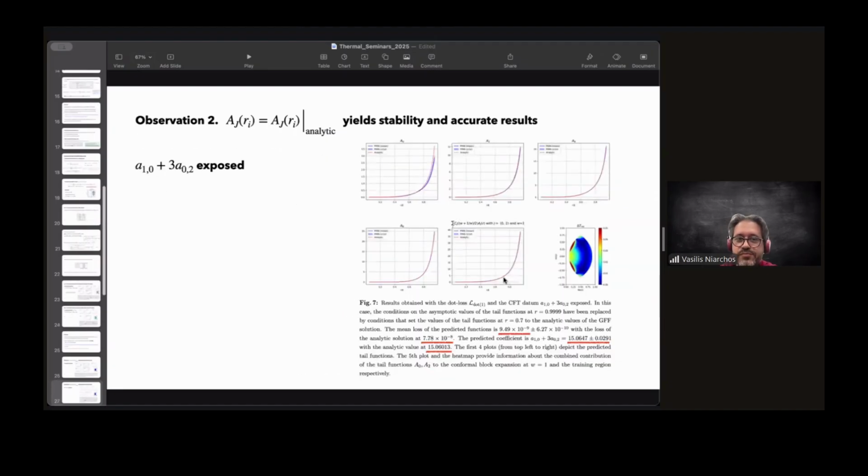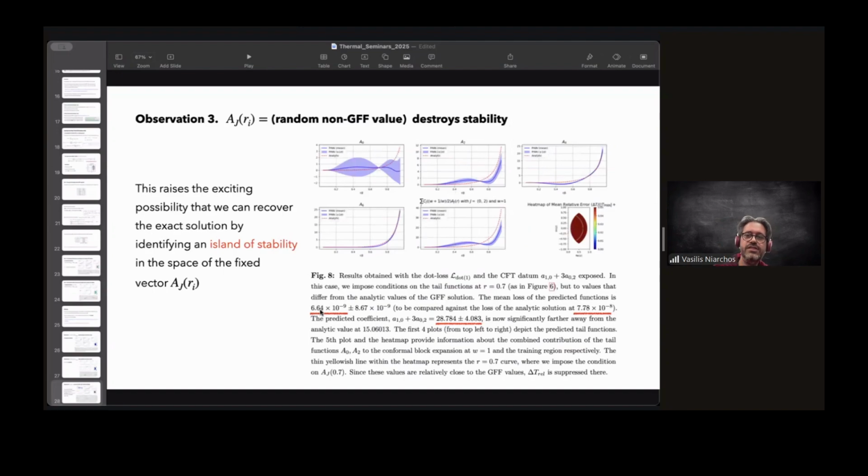And the same happens when I expose one operator, you see here, I get the result 15.0647 compared to 15.06. So this extra information is very useful.